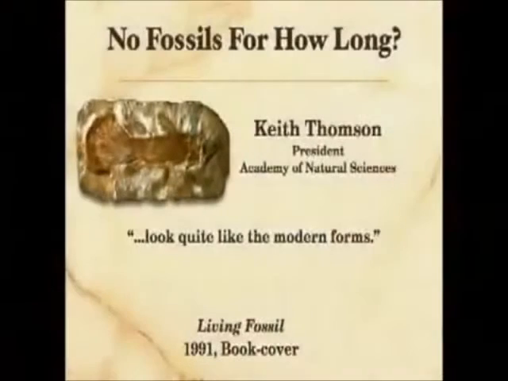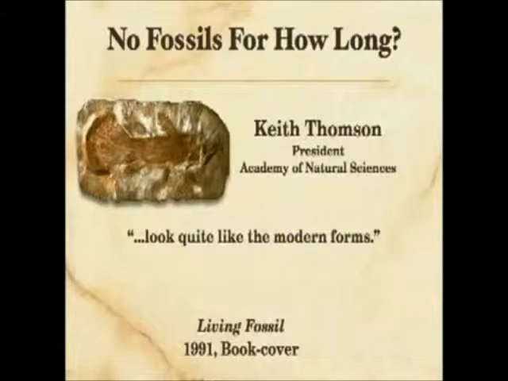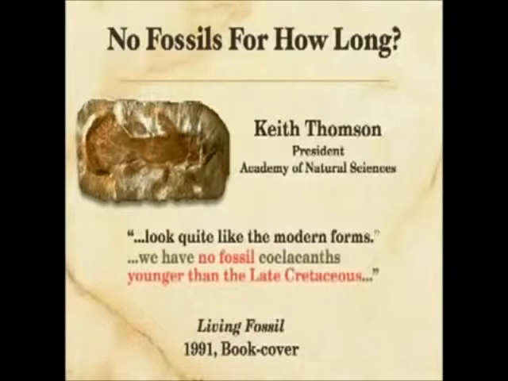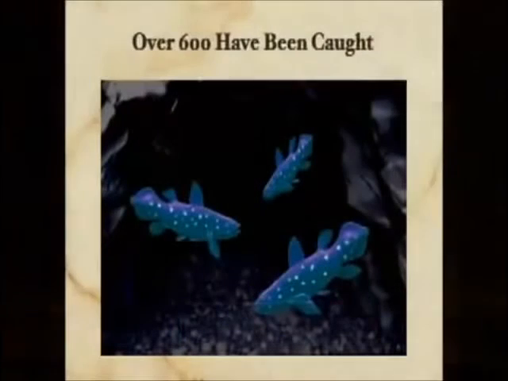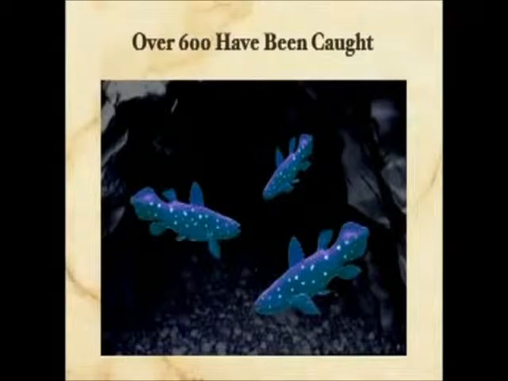They look quite like the modern forms. Yes, we have found them. Now, he says we have no fossil coelacanths younger than the late Cretaceous. That's where the dinosaurs are supposed to have gone extinct. And so we've got plenty of them up to that point. From that point forward, nothing. But so far, we've caught about 600 of them out in the ocean since 1937 when we found the first one. But they were extinct at the same time, well, because we don't have them in the column.